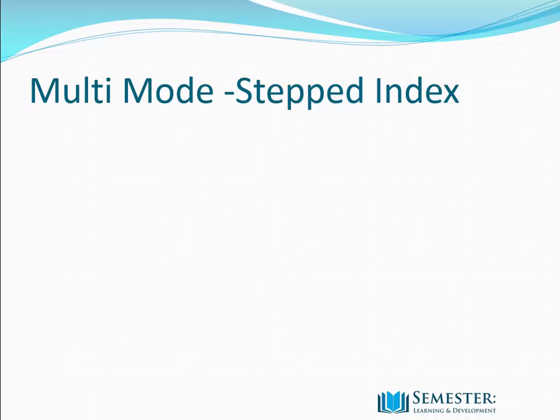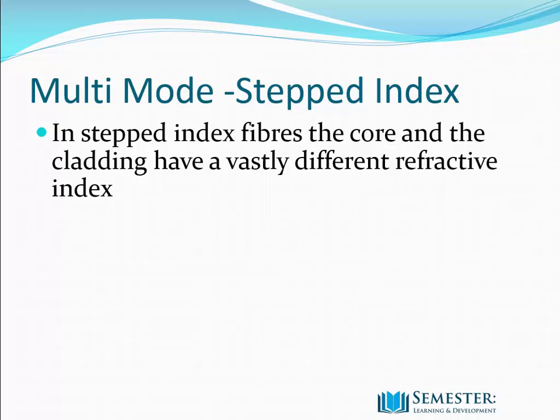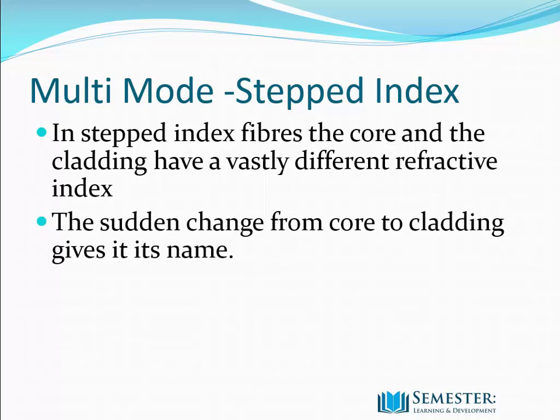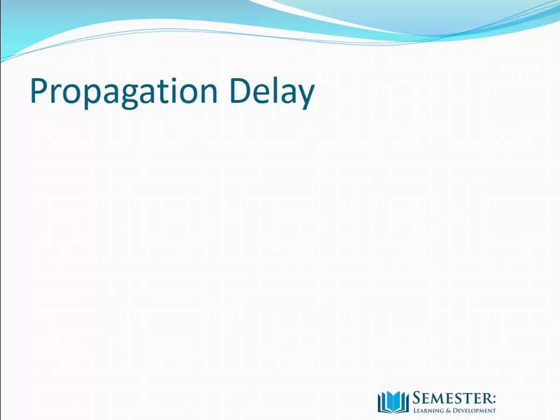Looking at multimode stepped index. In stepped index fibres, the core and the cladding have a vastly different refractive index. The sudden change from core to cladding gives it its name. There's a larger aperture, which allows more light to come through. However, this results in propagation delay.